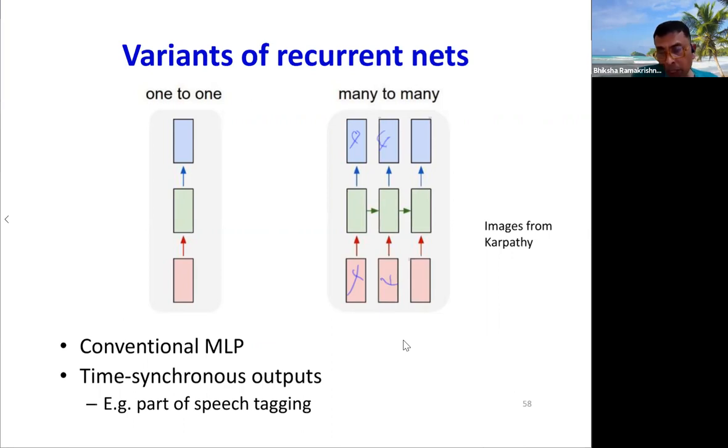This is the kind of network you would use if you were, say, predicting stock markets daily. Every day, you'd have read all the stock values until that day, and you'd have made that day's prediction. Or if you were doing part of speech tagging, you have a sequence of words coming in. For every word, you must determine the corresponding part of speech tag.